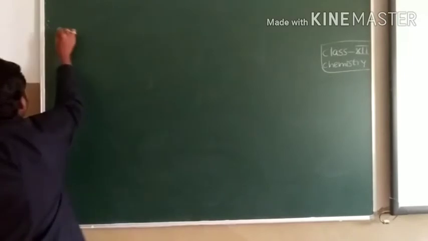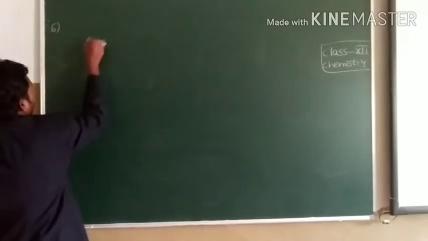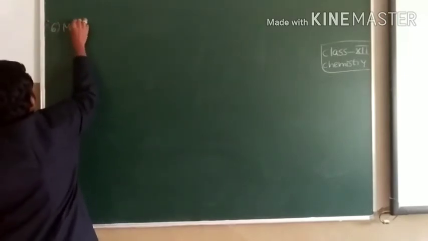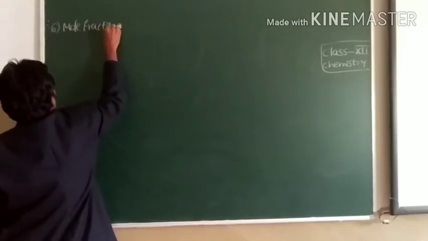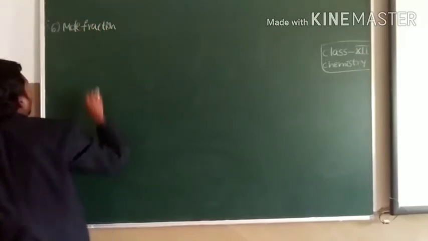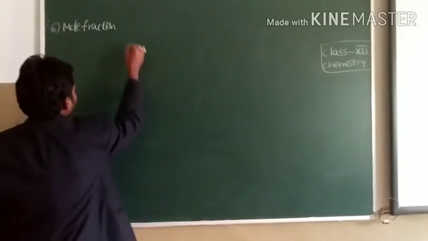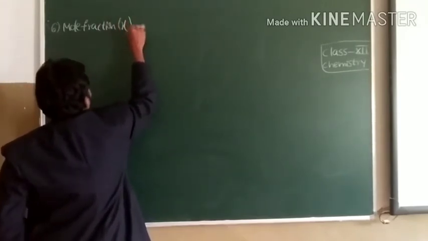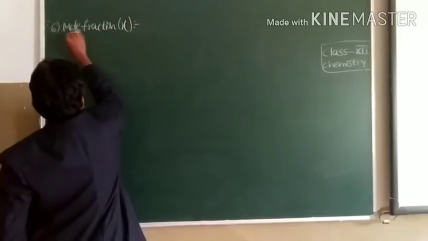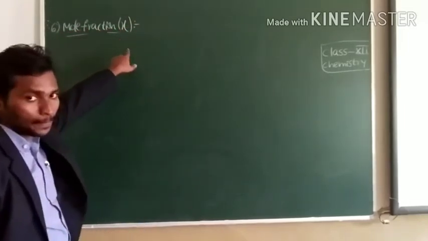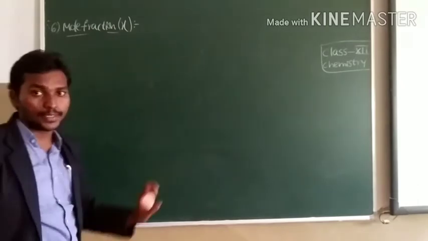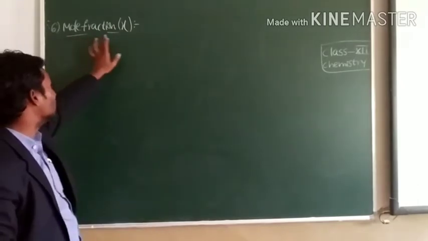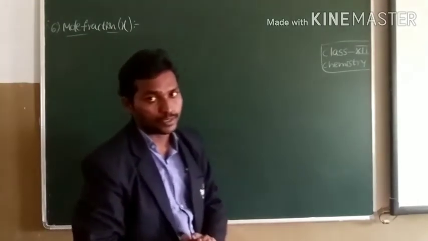Next method number 6, mole fraction. Notation of mole fraction is chi. This is the symbol of chi, children. It's like X, but it's not X. See, pronunciation of the symbol is chi. Chi indicates mole fraction. How can we define mole fraction?